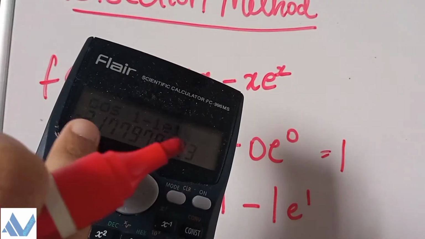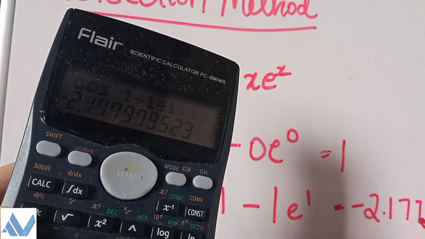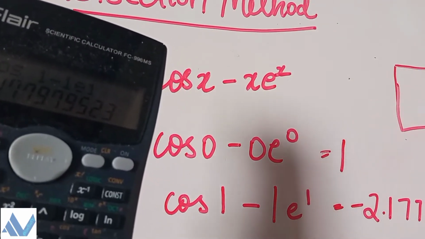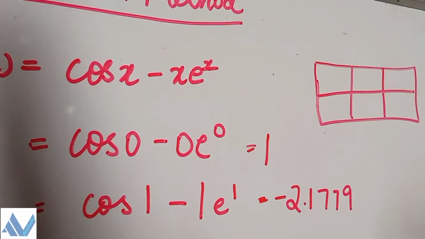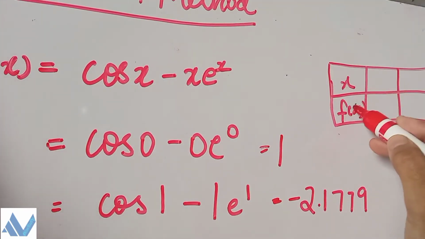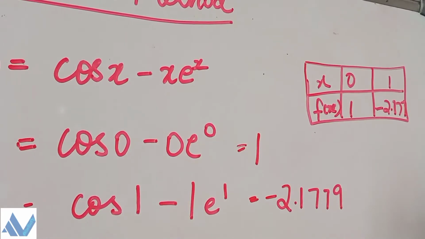So you get minus 2.1779. Let's make a table. x, f of x. When we substituted 0, we got 1. When we substituted 1, we got minus 2.177. Basically take 3 digits after the decimal point, and that will be enough. So we have got our positive as well as a negative value.